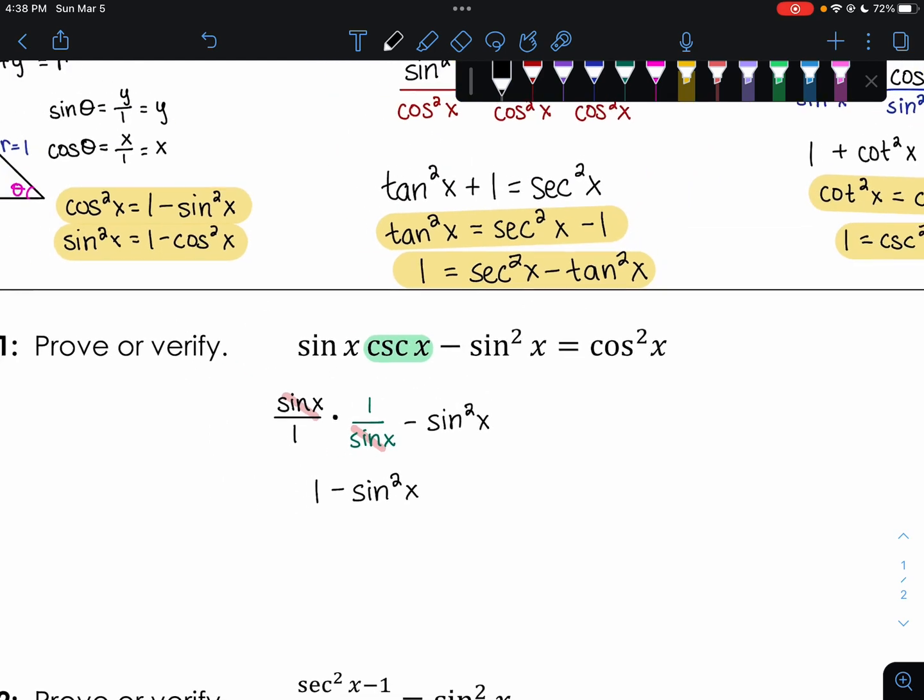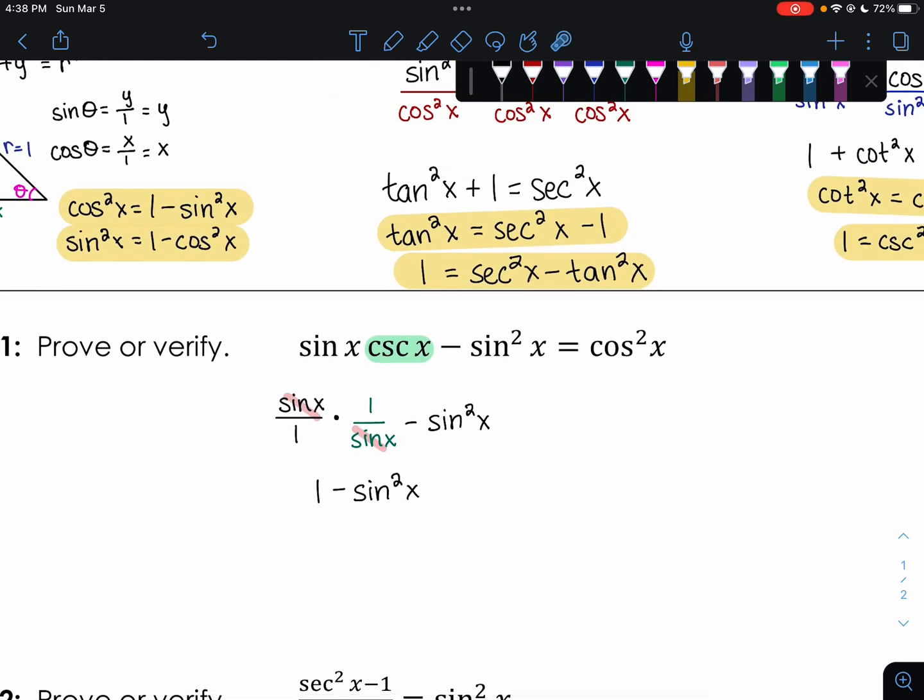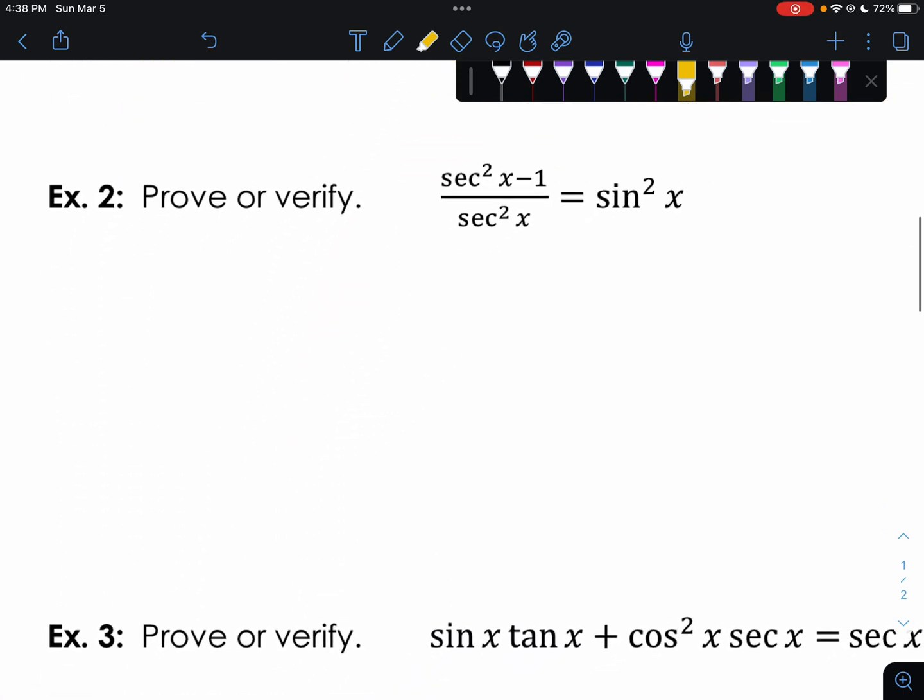Well, as I told you before, we do need to know the identities when they're solved for different things. And 1 minus sine squared x is equal to cosine squared x. And that's what we wanted to prove for this example. Again, we want it to equal cosine squared x, and it does equal cosine squared x once we simplify.